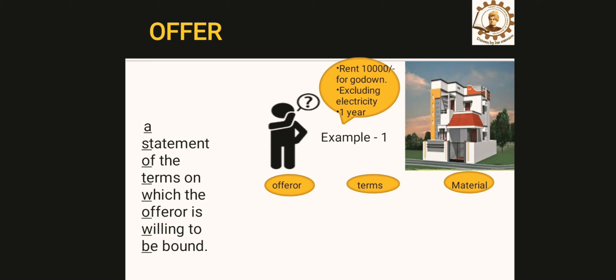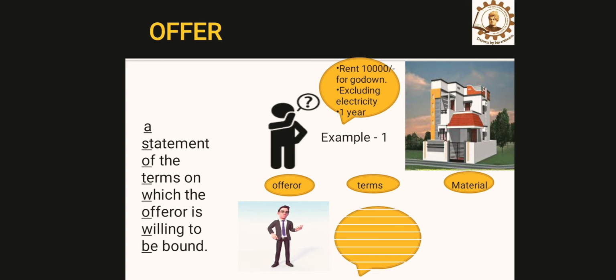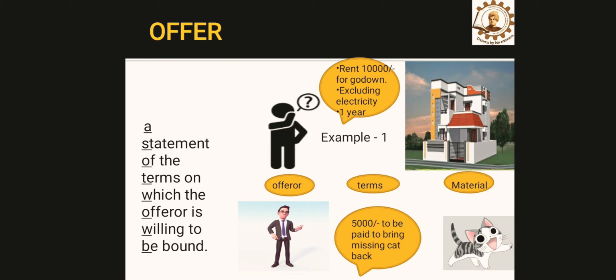Let's take another example. This is quite interesting. Suppose this is the person who had a missing cat. The cat was his pet and he had a missing cat. So he made an offer: I'm going to pay a cash price of 5,000 rupees to the person who is going to bring my missing cat. These things are the terms and conditions. This one is the offerer. He made the terms and conditions of 5,000 to be paid to bring the missing cat. And the missing cat is the material.